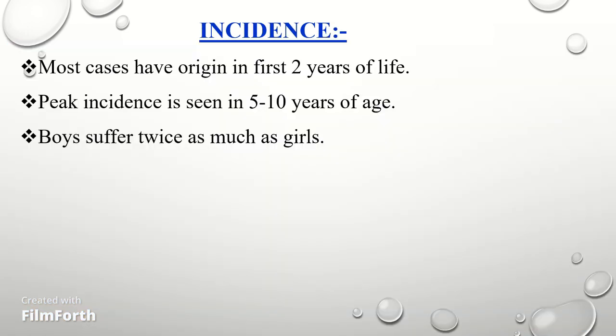Now, let's discuss incidence. Most cases have origin in the first 2 years of life and peak incidence is seen at 5 to 10 years of age, and boys suffer twice as much as girls. That means here you can see boys suffer more than girls, so their incidence rate is more than the girls' rate.